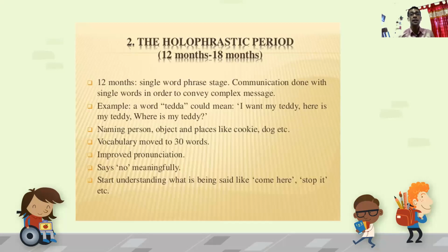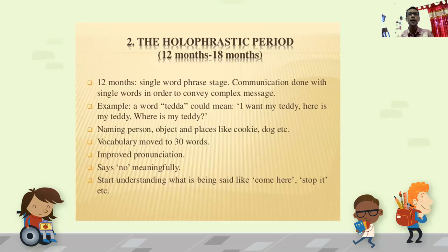Here is my teddy. Where is my teddy? Naming persons, objects and places like cookie, dog, etc. Vocabulary moves to 30 words at this stage. Improved pronunciation, says no very meaningfully, starts understanding what is being said, like come here, stop it, etc.